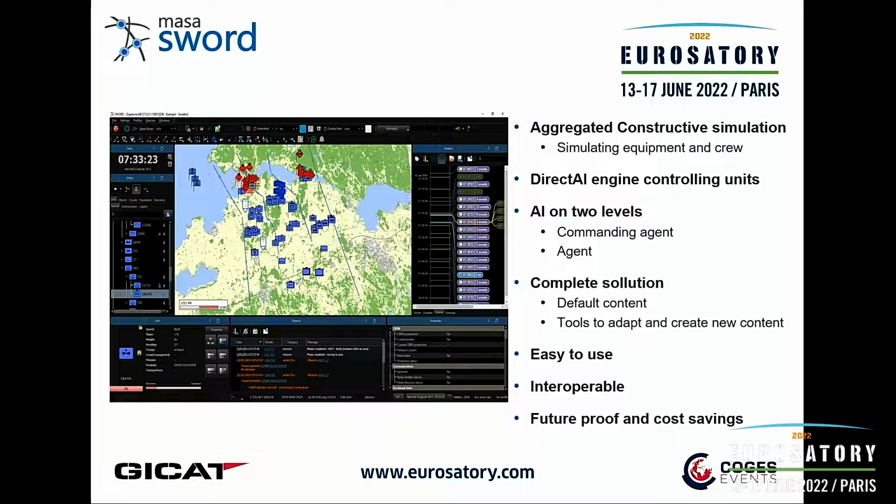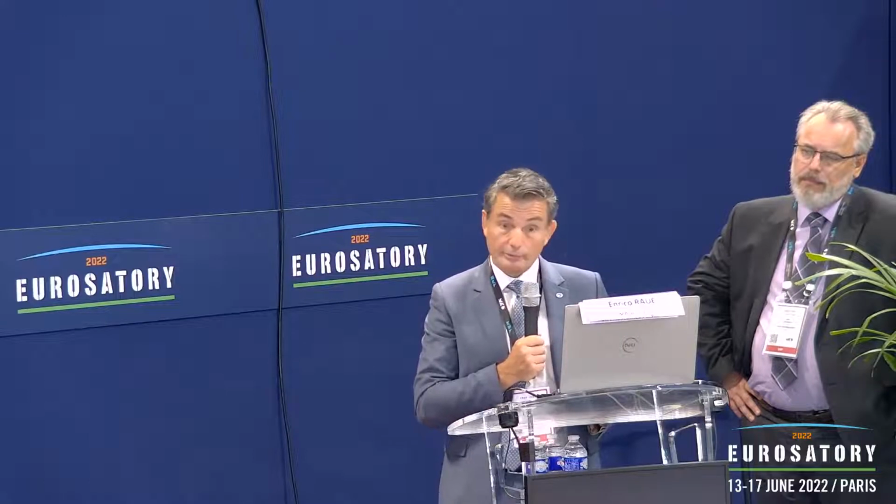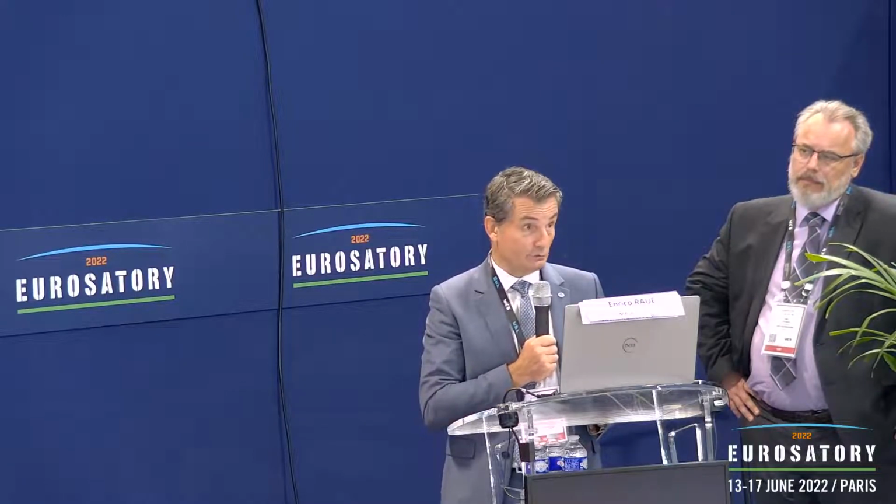So Sword is an aggregated constructive simulation. That means that we are simulating units containing the crew and their equipment. The MSaaS AI engine, Direct AI, is used to control units by giving them operational missions that they then execute independently according to doctrine. They do that in an opportunistic manner, taking into consideration the environment and the relation to the enemies. Sword has AI on two levels: AI on the commanding agent level that coordinates its subordinates, and AI on the agent level.